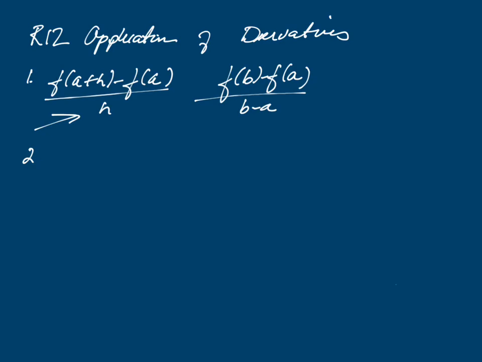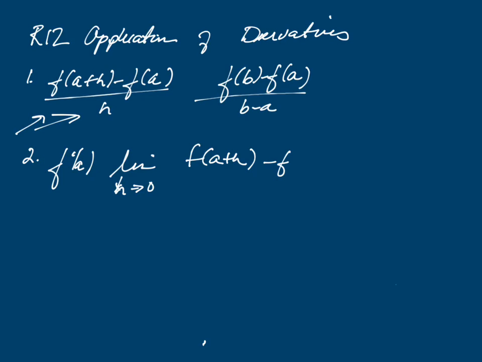And then instantaneous rate of change is f prime of a, which is the limit of this average rate of change. So the limit as h goes to 0, gets closer and closer to 0, of f of a plus h minus f of a over h.